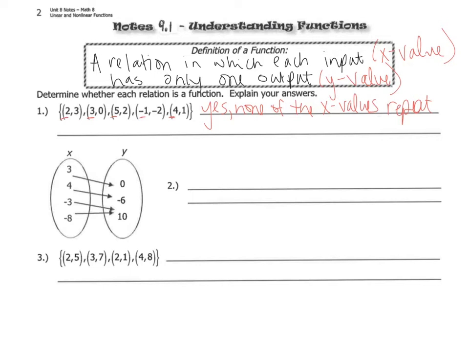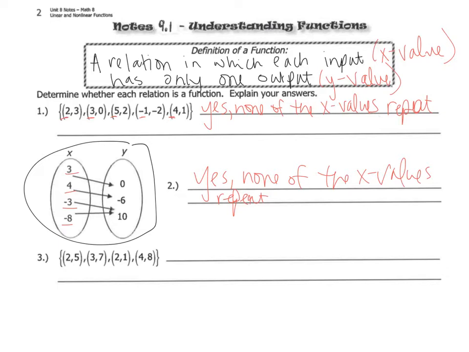Next one, we look at the same thing. So I have 3, 4, -3, -8. If I were to have two arrows going from one of them, then it would not be a function, but this one does not. So it is a function, because none of the x values repeat. If you're not familiar with what this is called, this is called a map. So if you're asked later on to show a map of something, it's the two ovals.